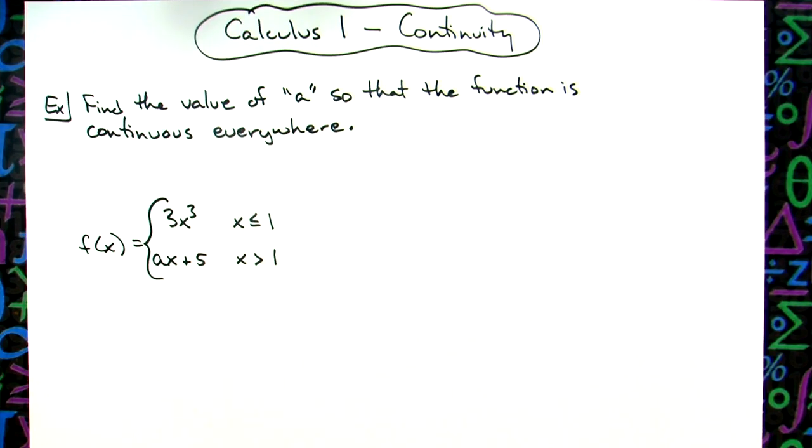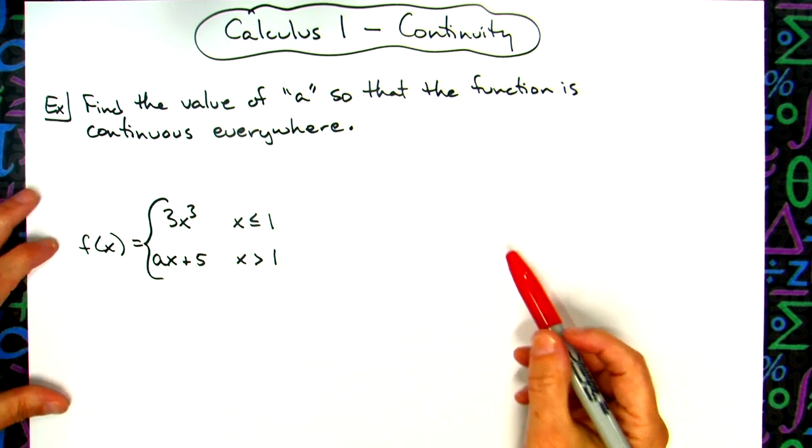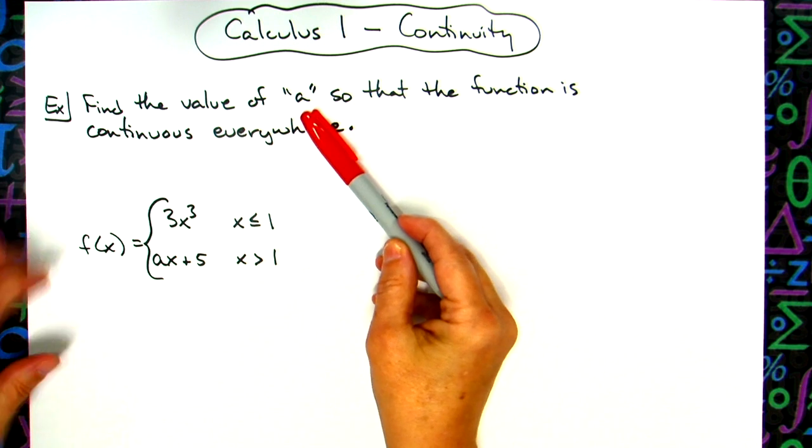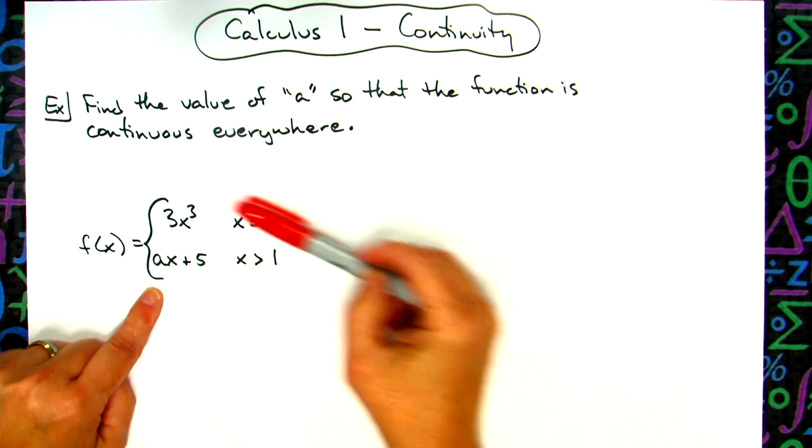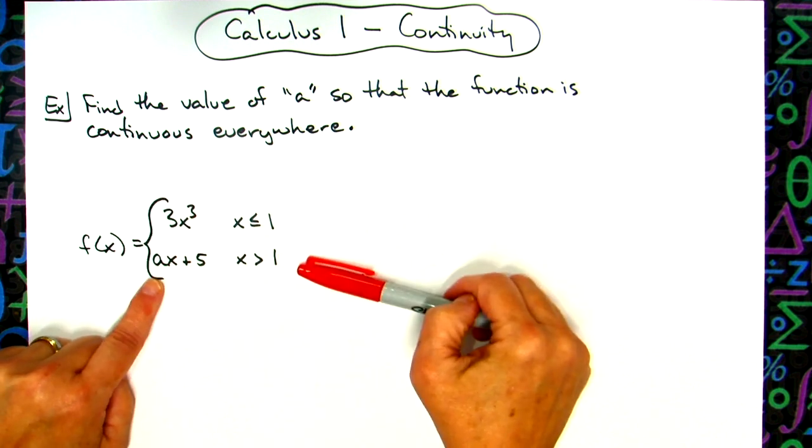In this video, we're going to take a look at the idea of continuity, and specifically dealing with a piecewise function. It says find the value of a so that the function is continuous everywhere. And we've got this piecewise function here, and the a is here.